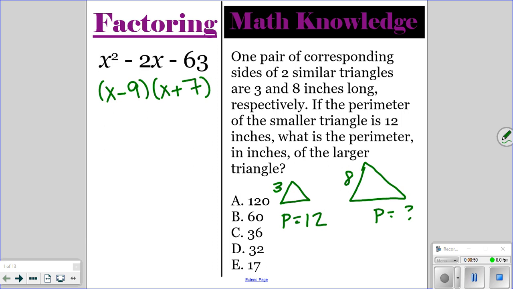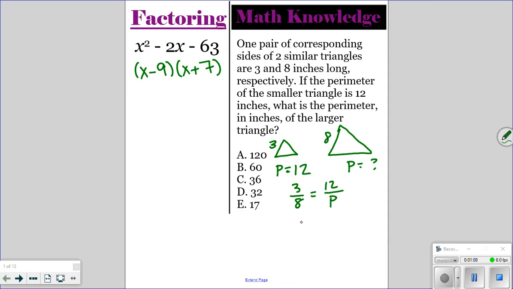Well, the perimeter is going to be in the same ratio as the side lengths. So we can set up a ratio of those side lengths, which would be 3 over 8. And then we can set up a ratio of the perimeters. So 12 over, we don't know the other perimeter. So you can cross multiply here. 3p equals 96. And then divide by 3. And that gives you 32 for your perimeter.